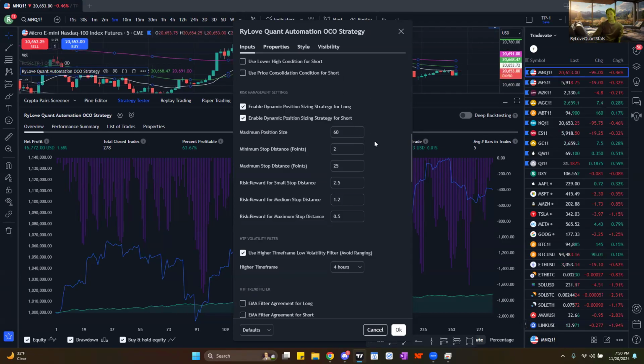So after a winning trade, we are doubling our position size because we're more likely to have another winning trade after it than we are to not have a winning trade after it. So that's this thought process here.